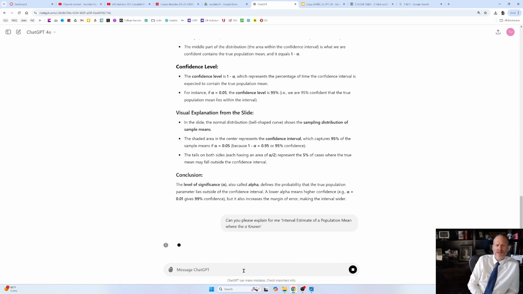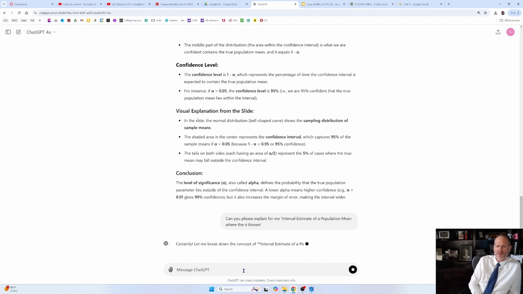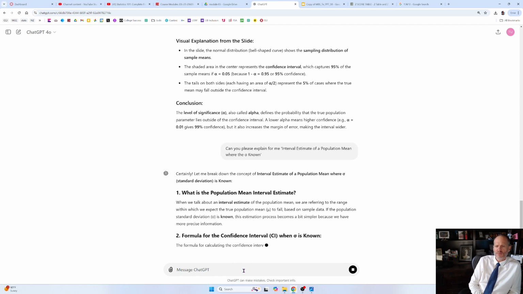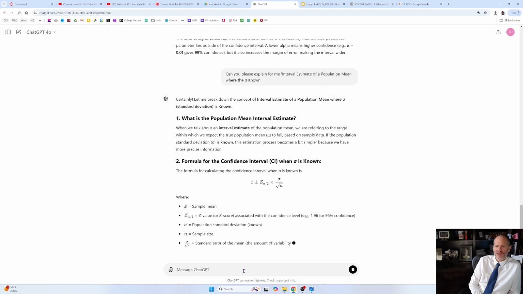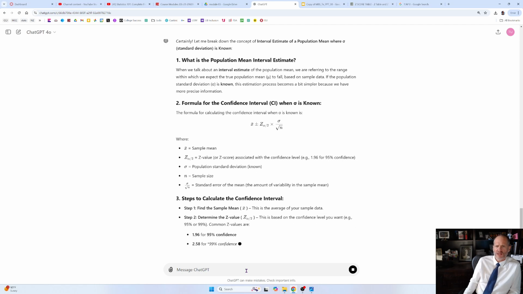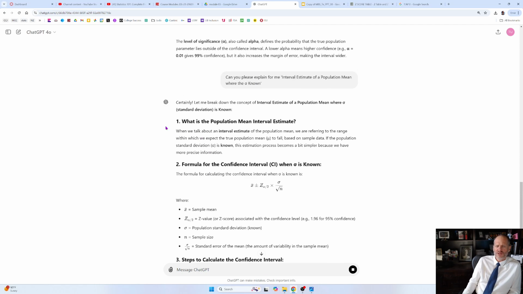I'm going to take another look at this just from ChatGPT's perspective. Let me break it down. The interval estimate of a population mean where the standard deviation is known. Standard deviation of the population. What is the population mean interval estimate? When we talk about an interval estimate of the population mean, we are referring to the range within which we expect the true population mean to fall based on sample data. I really like that explanation.